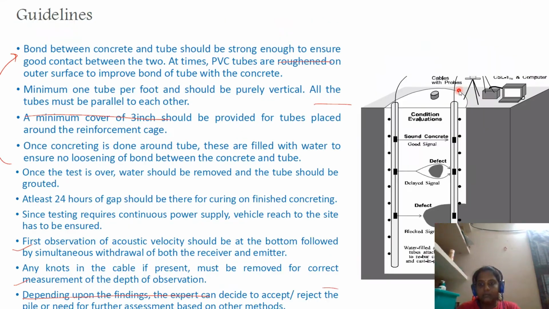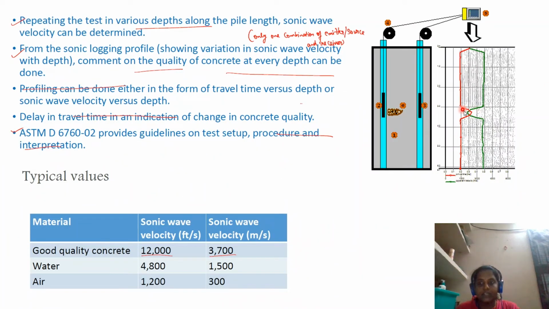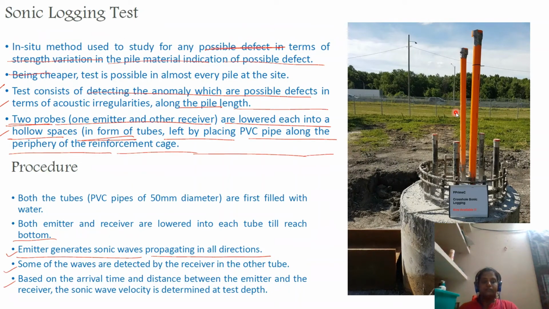Whereas when there is any defect, like if any cavity is being formed, then our graph will show a variation. From that we will be able to find out that at that particular depth there is some issue. So both the tubes are first filled with water.